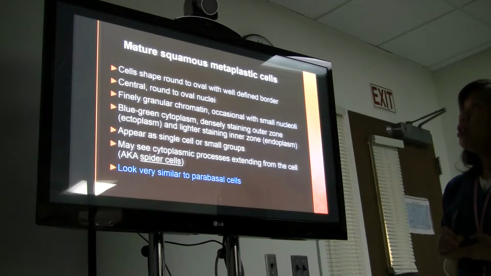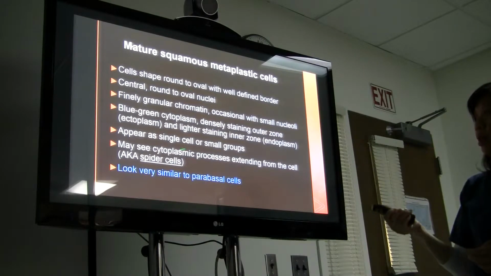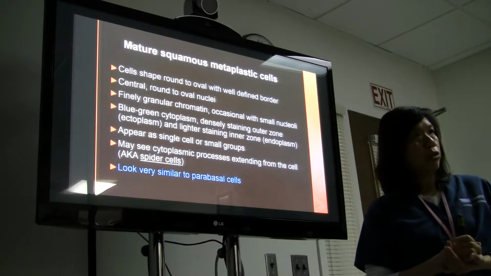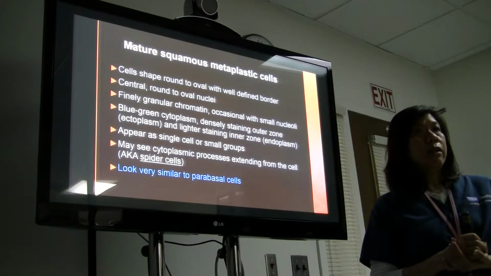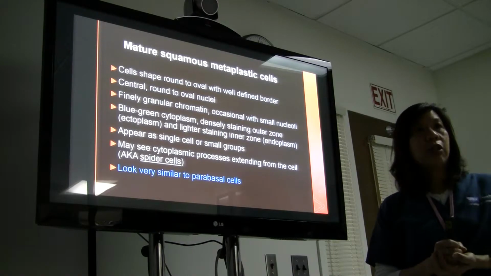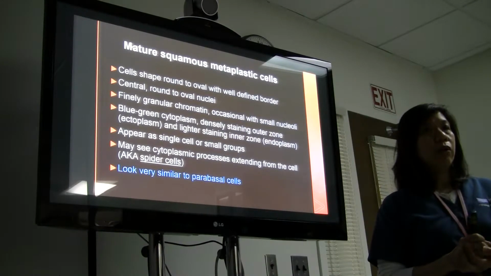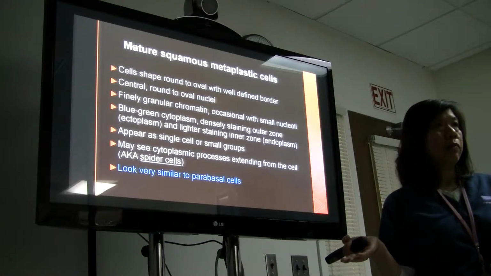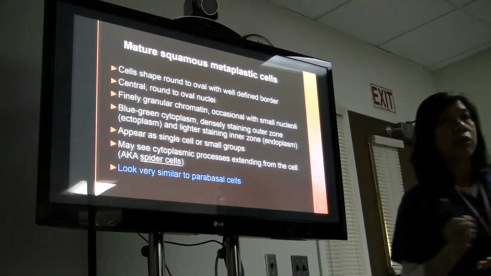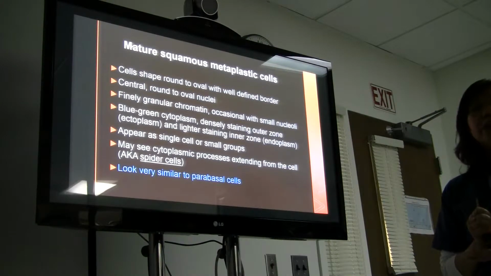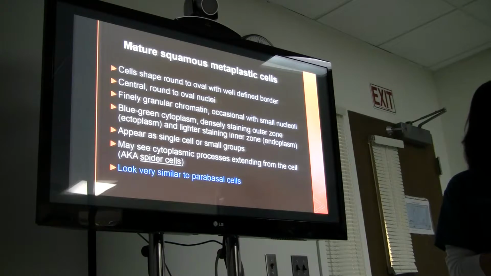Again, it looks very similar to parabasal cells. Now the question may come up, how do we distinguish the two? The important thing is you look at the nucleus. If the nucleus looks benign, it doesn't really matter whether it's a basal cell, parabasal cell, mature squamous metaplasia, or immature squamous metaplasia, as long as they're normal. If they're not normal, that's the problem that we have to distinguish.